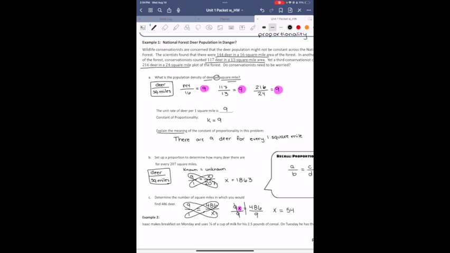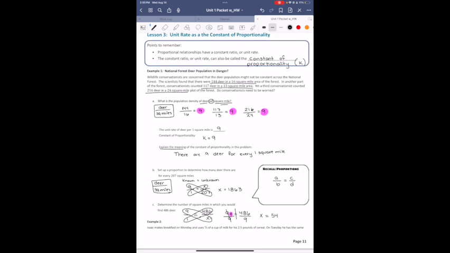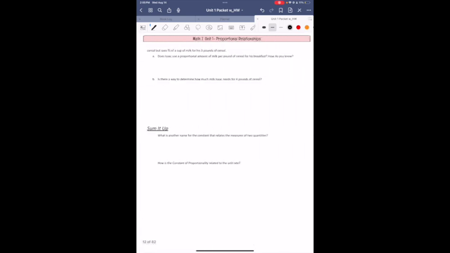Okay, example 2. It says Isaac makes breakfast on Monday and uses 1/3 of a cup of milk for his 2.5 pounds of cereal. And on Tuesday he has the same. So this is going to be a little tricky just because it moved onto another paper. So on Monday he uses 1/3 of a cup of milk for 2.5 pounds of cereal. So that's something we need to know. So I'm just going to move that: 1/3 cup of milk to 2.5 pounds of cereal, just so that we don't have to keep going back and forth.